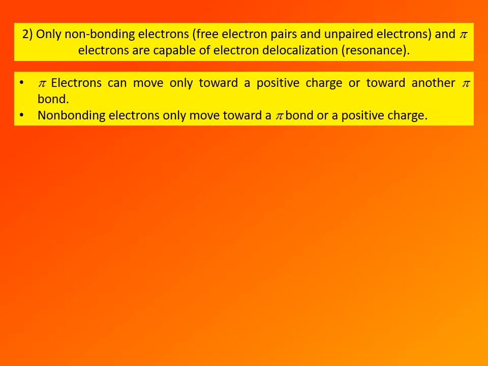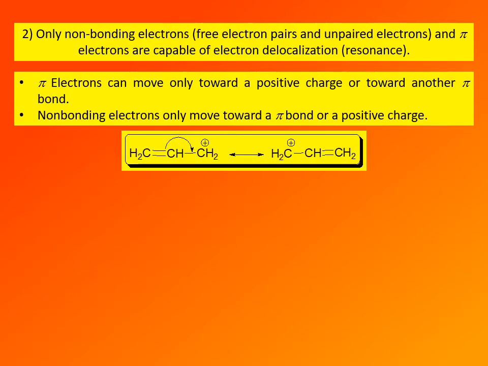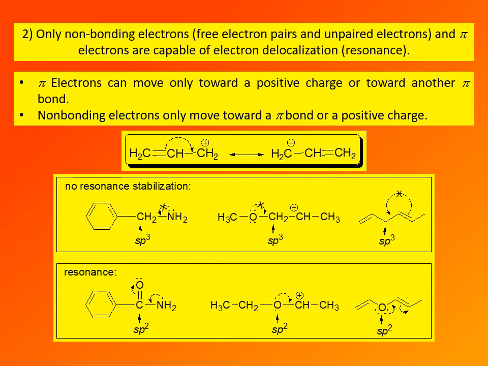Now, if we consider application of this second rule, how are we going to draw resonance structures? Pi electrons move only towards a positive charge or toward another pi bond, and non-bonding electrons only move toward a pi bond or a positive charge. And here are some examples where we have pi electrons moving towards a positive charge. That's allyl cation. Also, this means that an sp3 hybridized carbon cannot participate in resonance. So the presence of an sp3 hybridized carbon is going to prevent electron delocalization.